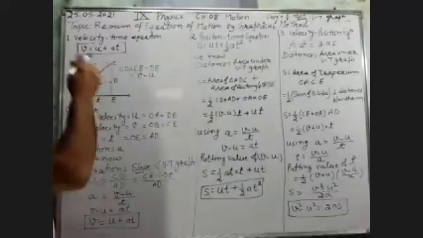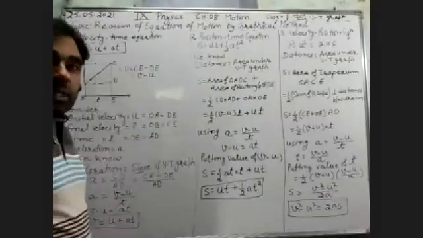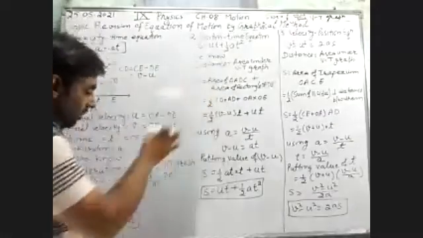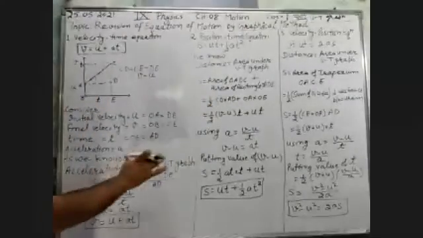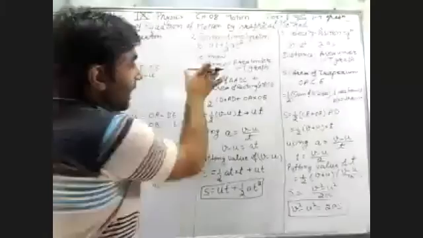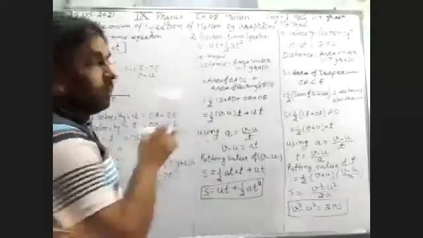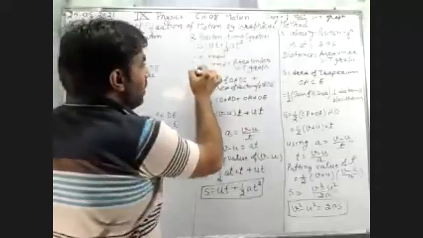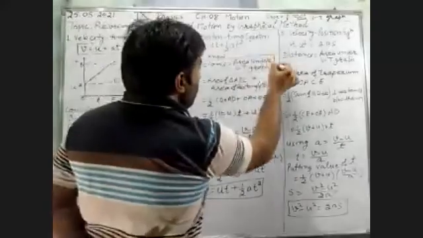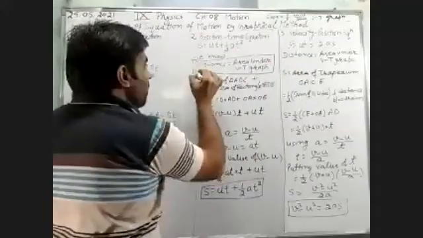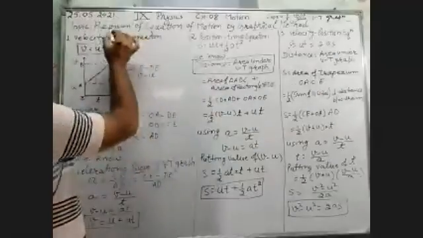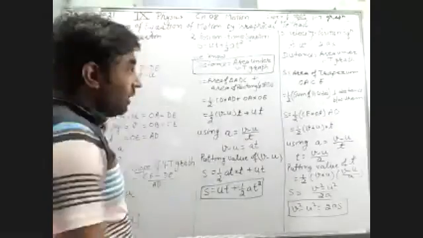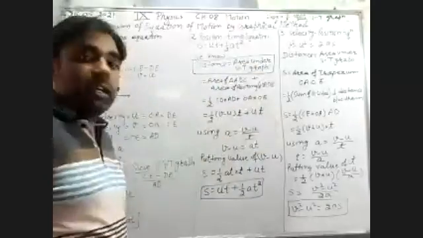Now the second quantity which we can derive with the help of the VT graph is the distance. First we can find the acceleration, the slope of the VT graph. Second, we can calculate the distance. And what is distance? Area under the VT graph. You have to remember these formulas. These formulas will help you derive the equations of motion by the graphical method.